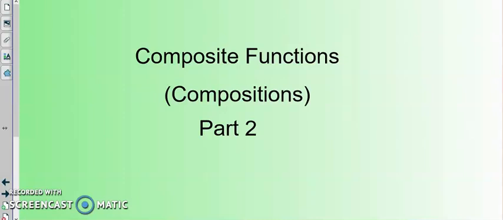Composition of functions, but this time compositions. So we talked about the operations already. We talked about adding and subtracting, multiplying, and dividing, and how to evaluate those with adding, subtracting, multiplying, and dividing. Now this time we're going to deal with putting a function inside of a function and then evaluating.